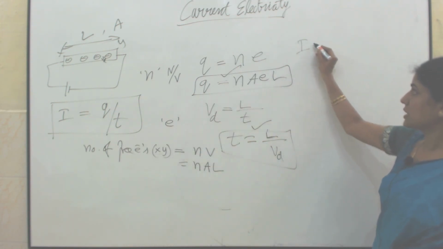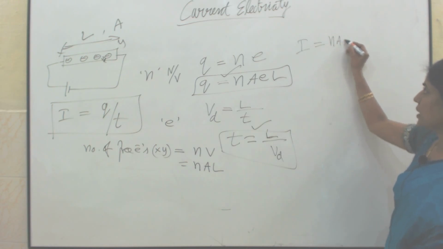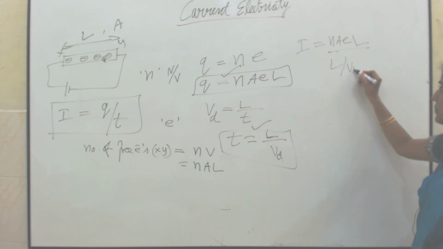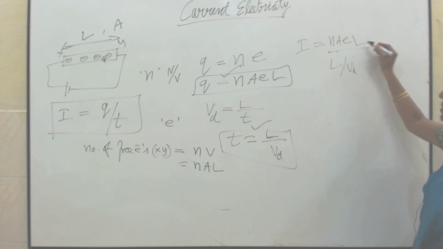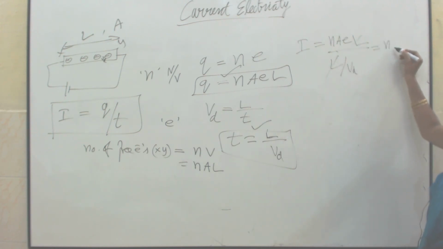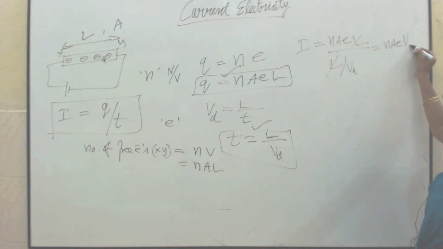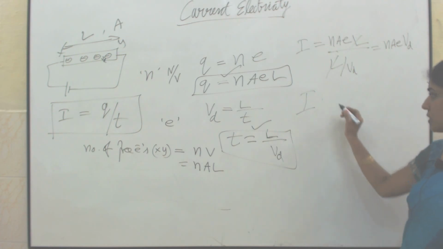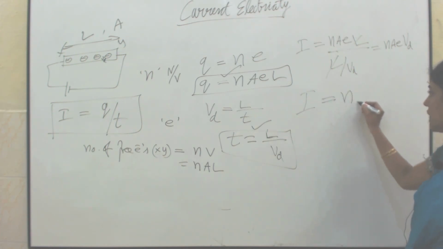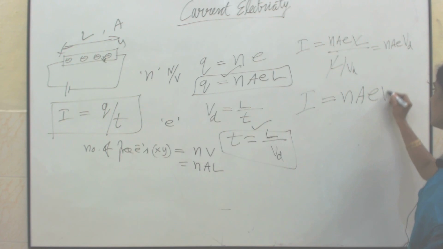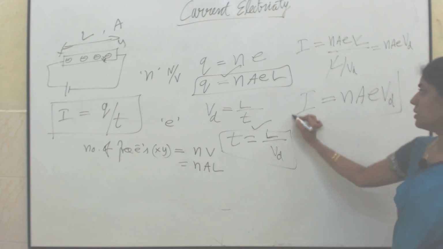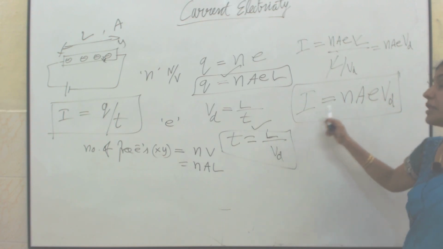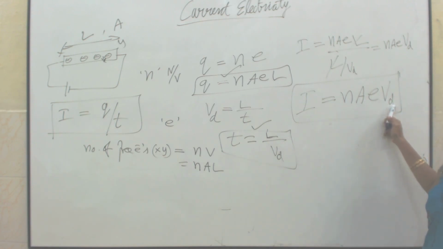So, I can write this current I equal to N A E L by L by Vd. This Vd goes to the numerator, L and L get cancelled. So, it will be N A E Vd, where Vd is the drift velocity. So, I found out the current flowing through this conductor to be equal to N A E Vd. So, this is the relation between the current and the drift velocity of the conductor.